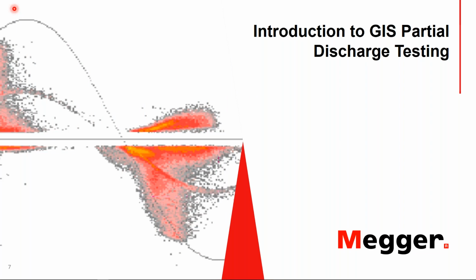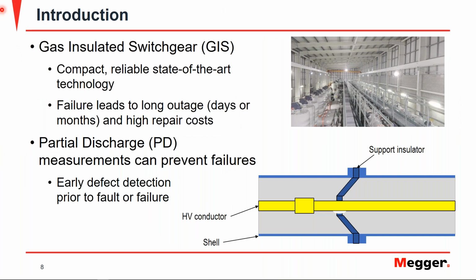Let's get started by covering the introduction to GIS partial discharge testing. Gas insulated switchgear is compact, reliable, state-of-the-art technology that incorporates gas, which is typically sulfur hexafluoride, or SF6, at higher than ambient pressure as an insulating medium. Here we have a picture of a GIS system, and a diagram or cross-section of a GIS, where we have our shell or outer enclosure, an insulating barrier, and our high voltage conductor. This gray area is our insulating material, which is our SF6 gas.